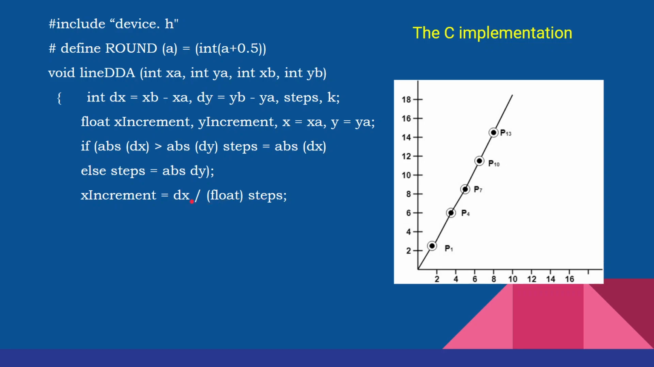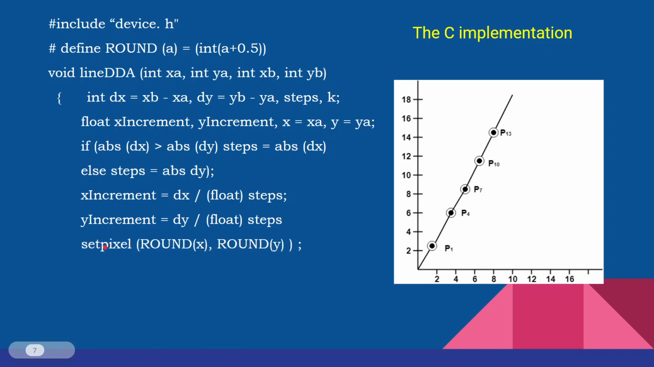So how much is the length of the line? We have to divide by the step size. Then only we can go to the next consecutive point for the x value. In the same way for the y value, we are using dy by float of steps. That means dy is the difference in the whole line segment. We are dividing this line segment by the steps. So that is what this calculation does.